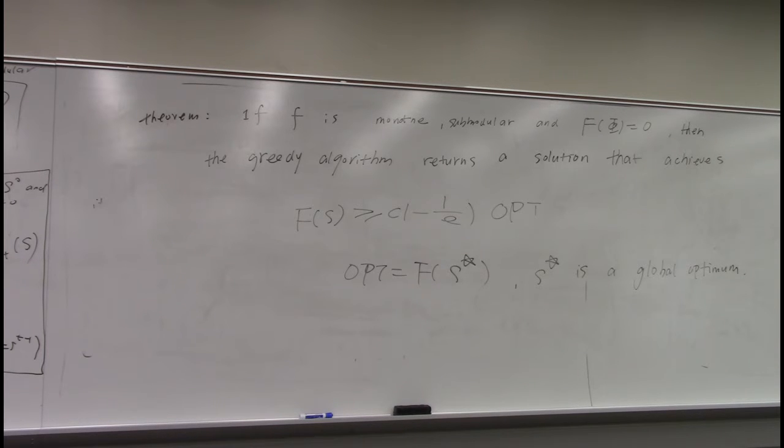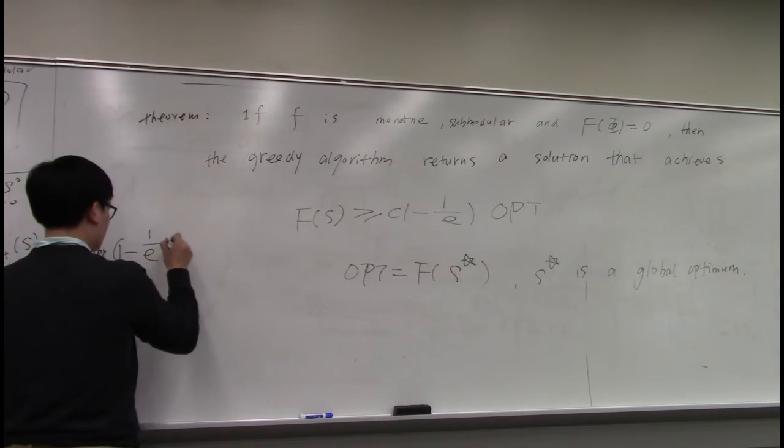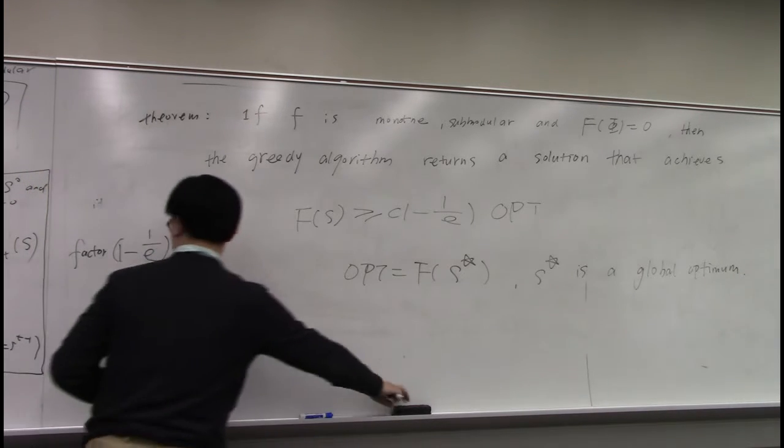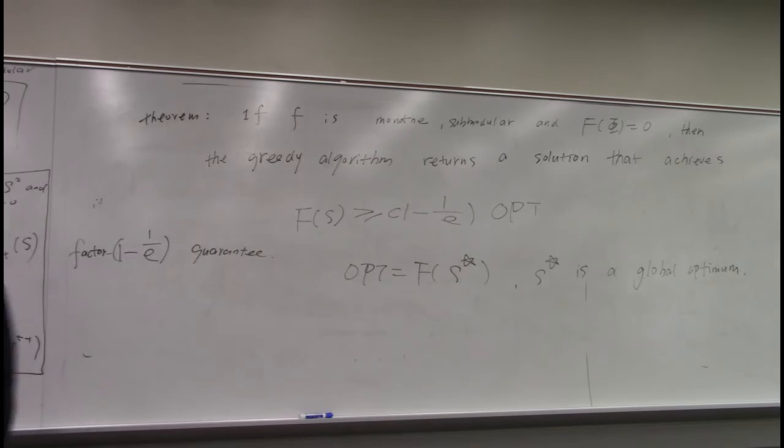Okay? e is the exponential constant, you know, 2.71828, something like that. So this is a mathematical guarantee. That's why we usually say it's a factor 1 minus 1 over e guarantee. I think it's above 2 over 3, right? Above 2 over 3, because e is above 3, right? Roughly 3.